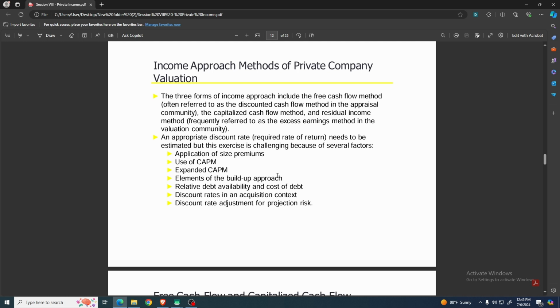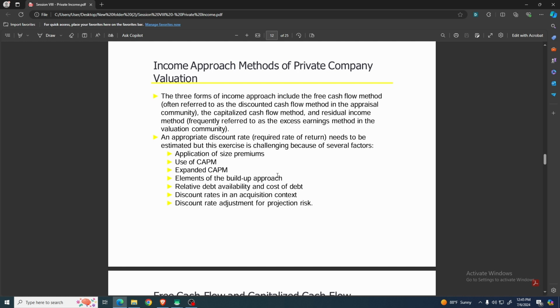And then you have elements of the build-up approach. This approach builds the discount rate by adding various risk premiums to the risk-free rate, including the equity risk premium, size premium, and company-specific risk premium. And then you have relative debt availability and cost of debt. So the company's capital structure and the cost of debt influence the overall discount rate, particularly in a weighted average cost of capital calculation. And then you have discount rates in an acquisition context.